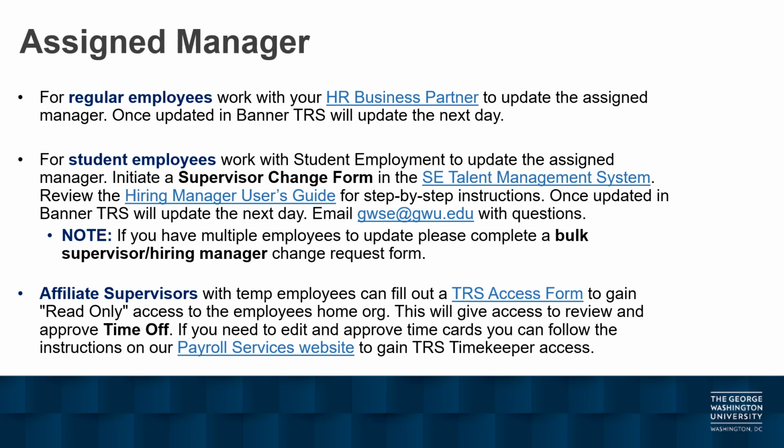Email gwse@gwu.edu with questions. Note: if you have multiple employees to update, please complete a bulk supervisor hiring manager change request form. Affiliate supervisors with temp employees can fill out a TRS access form to gain read-only access to the employee's home org. This will give access to review and approve time off.